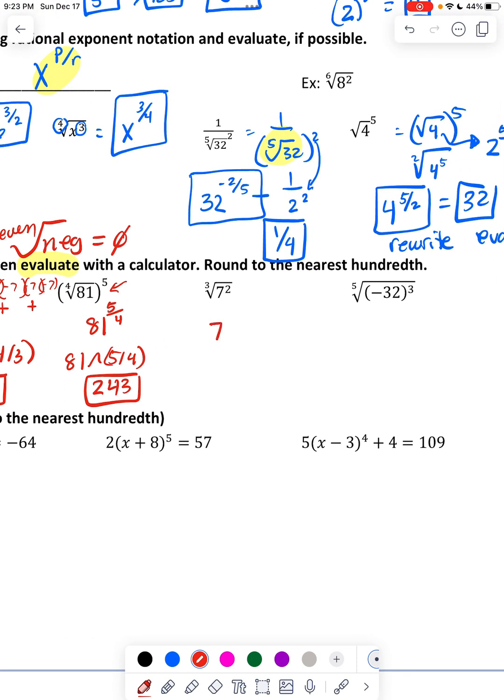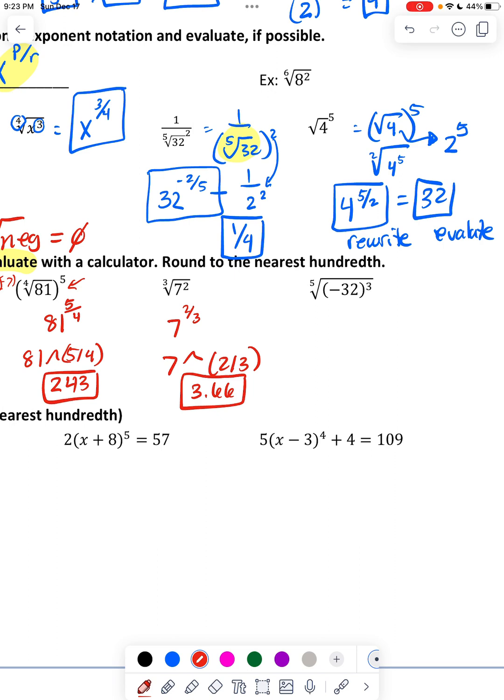This is going to be 7. My power is 2. My root index is 3. So I would type it into my calculator like this. 7 raised to the 2/3 power. And you'd get 3.66. So try that.